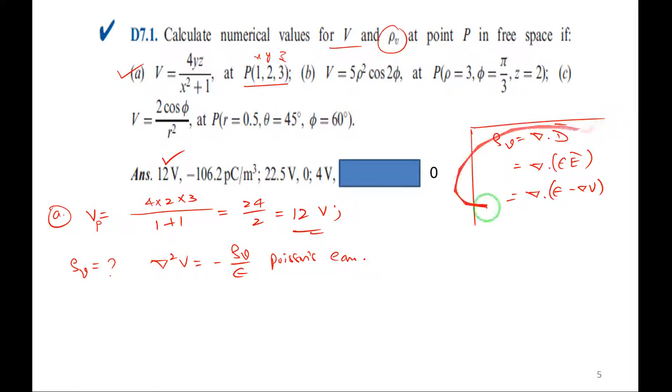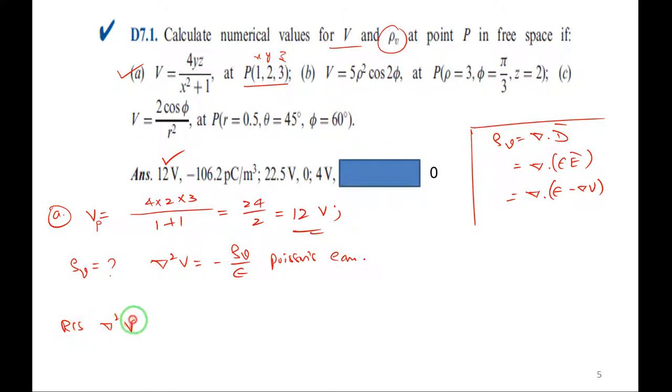We have seen this already in the previous chapter, how to calculate the volume charge density if electric flux density or electric field intensity is given. So first we will calculate del square V, and then we will multiply by minus epsilon so that I will get rho v. Is it fine? So in the rectangular coordinate system, what is del square V?